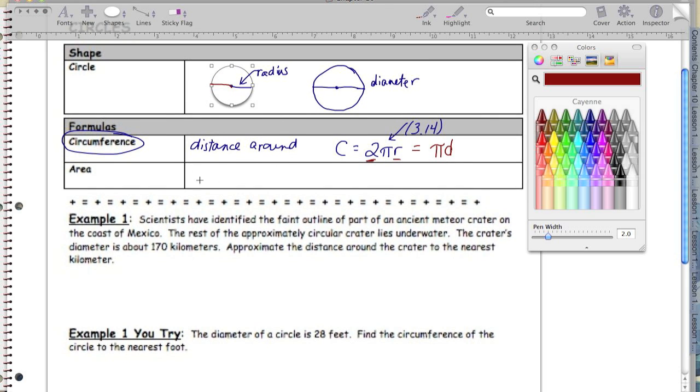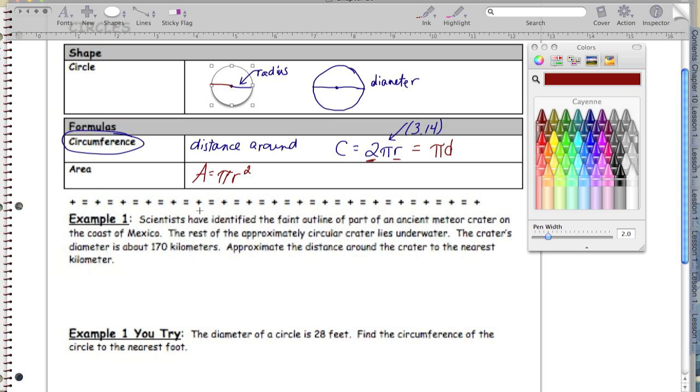Alright, now the area, just like before, area is all the distance inside of something, and the area formula for a circle is pi r squared. And again, r is our radius here. D is our diameter, r is our radius, A is area, C is circumference. So pi r squared. This means that the radius is being squared. It's only the thing right in front of it. So what you would do is pi times whatever the radius squared is. Okay? So let's try a couple problems.